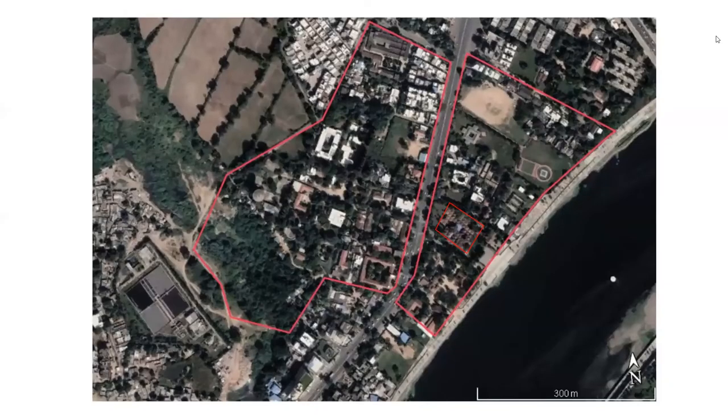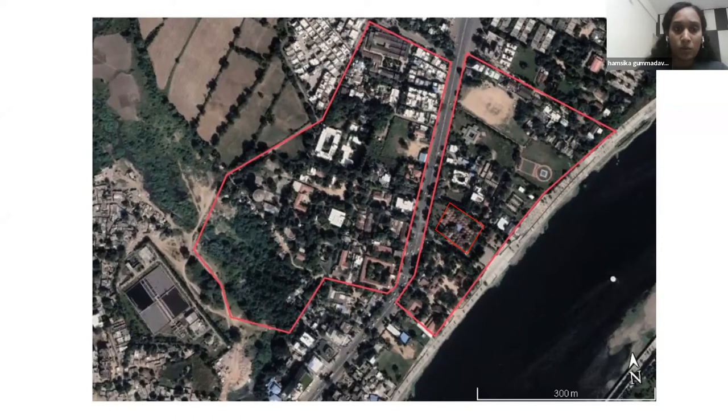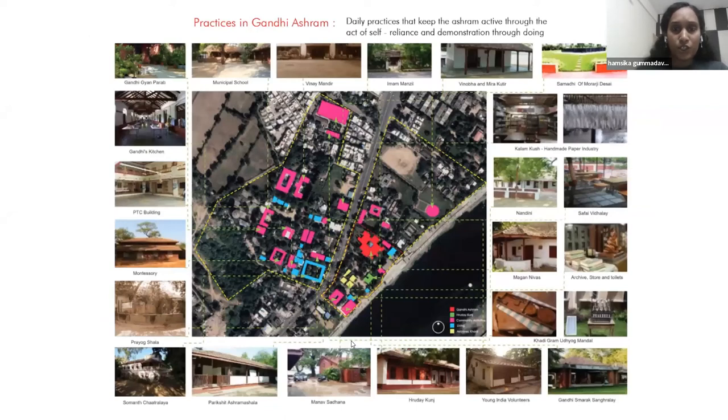The extent of the Gandhi Ashram is much bigger than the context immediate to the Memorial Museum. It's spread across both sides of the Ashram Road over here, and programs related to holistic education, nutrition, health and hygiene, and women empowerment, all of these catering to the most marginalized society, used to happen around the site. These are the practices that keep the ashram alive through the act of self-reliance and self-practice.